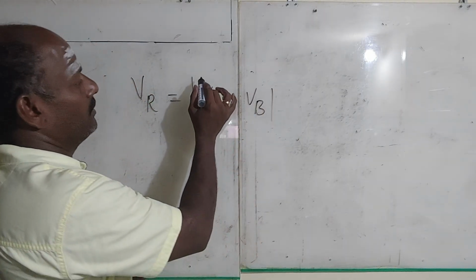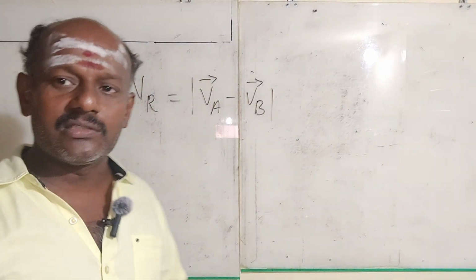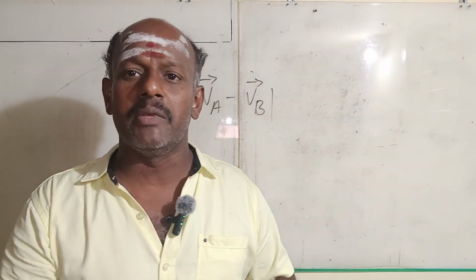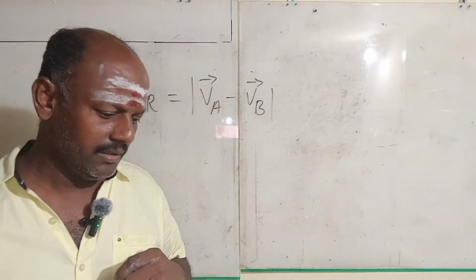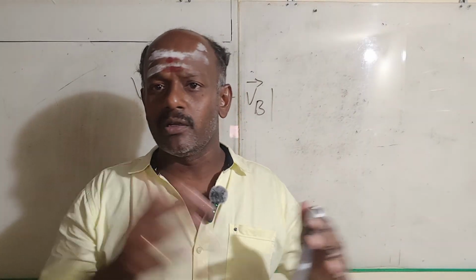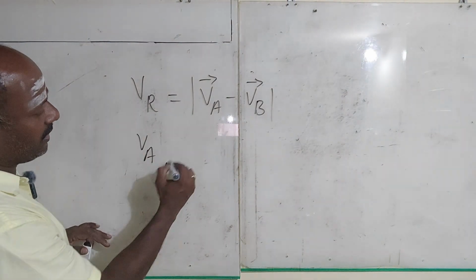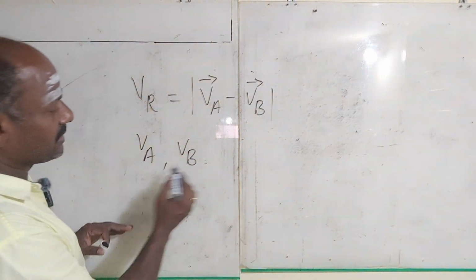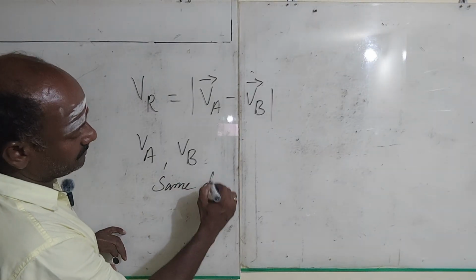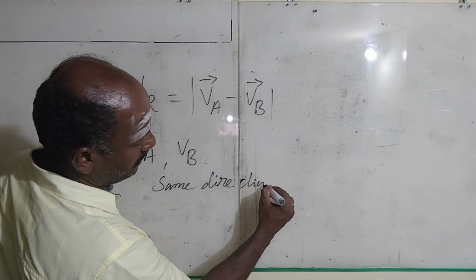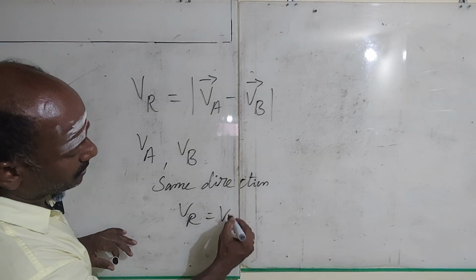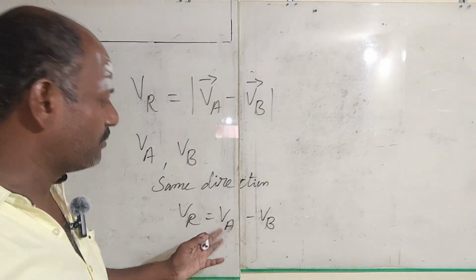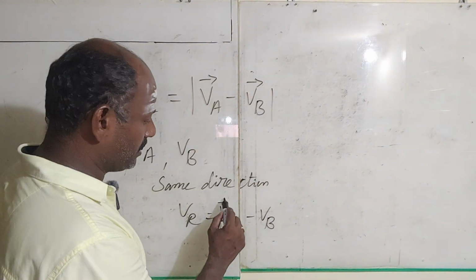When two objects are moving in different directions, the relative velocity will be the difference between the two velocities. Let us take two velocities VA and VB. If both are moving in the same direction, the relative velocity will be in the same direction, equal to VA minus VB. Simply, I can write VA vector minus VB vector.